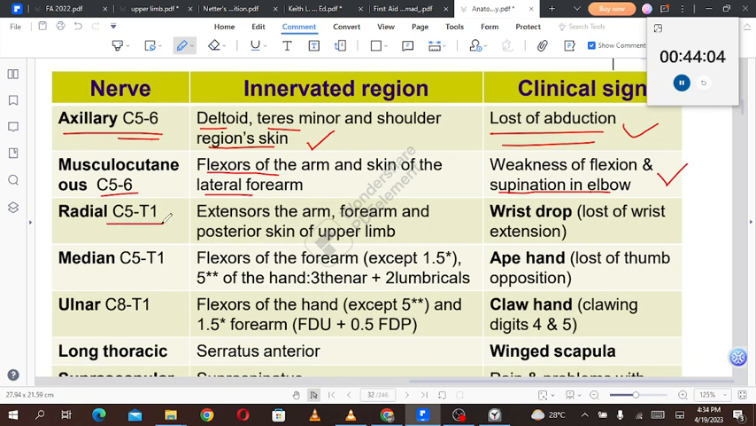The radial nerve has the C5 to T1 nerve root value. Extensors of the arm and forearm are being supplied by the radial nerve, and the posterior skin of the upper limb. The clinical signs which can be associated with this are wrist drop and loss of sensation.